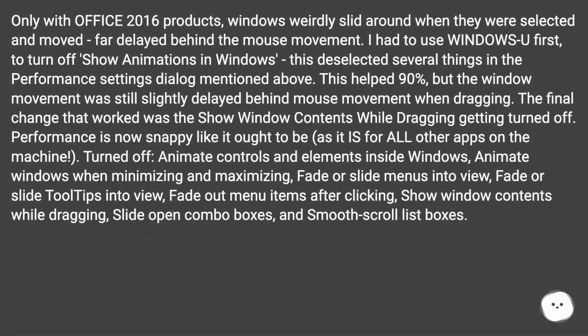Only with Office 2016 products, windows weirdly slid around when they were selected and moved, far delayed behind the mouse movement. I had to use Windows U Fast to turn off Show Animations in Windows. This deselects several things in the Performance Settings dialog mentioned above. This helped 90%, but the window movement was still slightly delayed behind mouse movement when dragging.